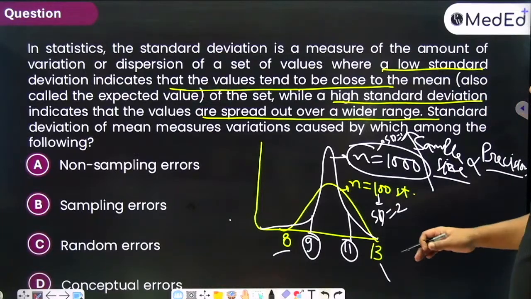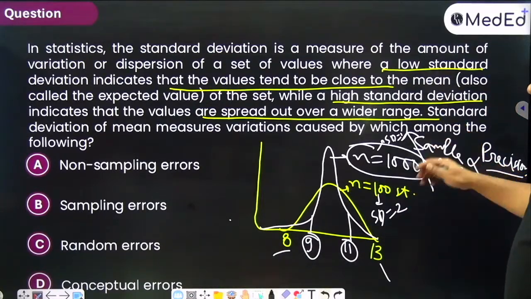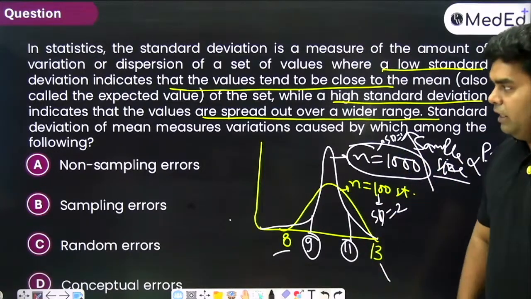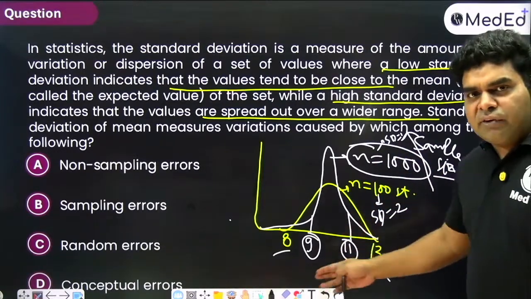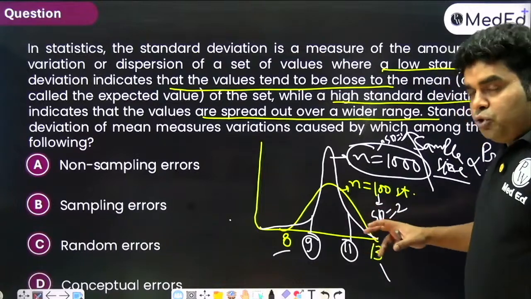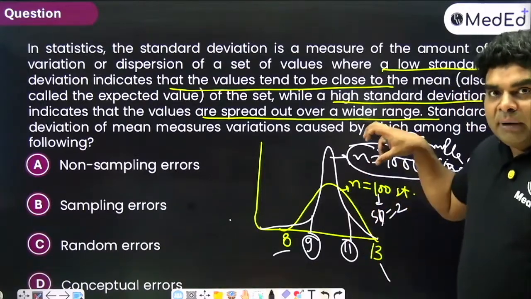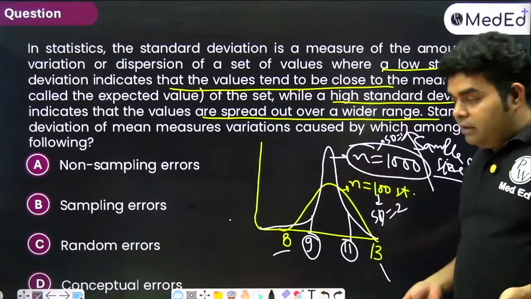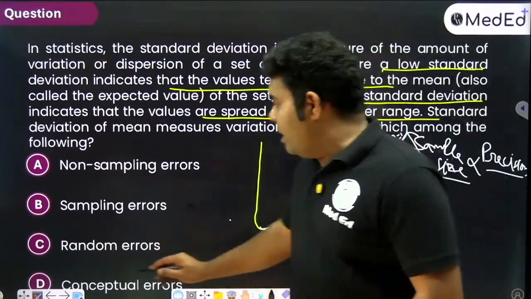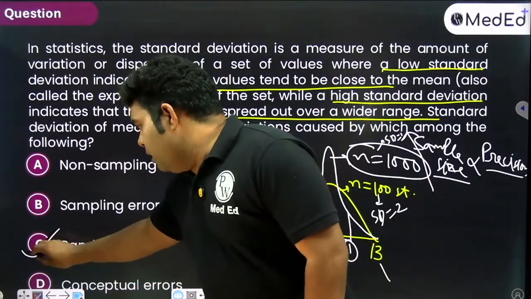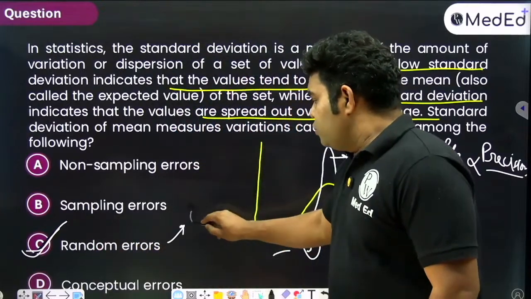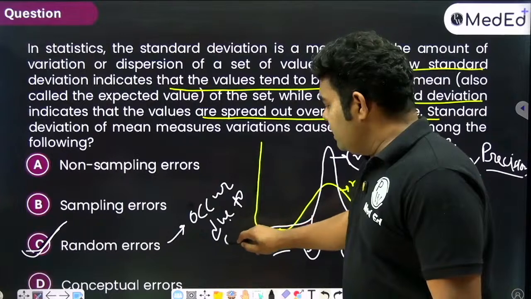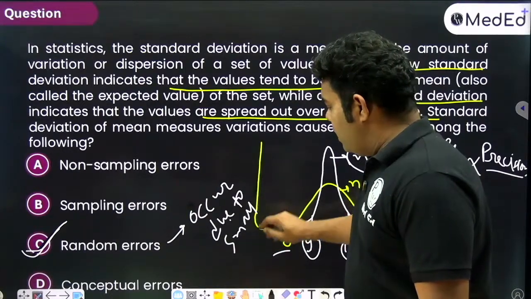And they are asking the question, standard deviation of mean, variation caused by which of the following? This fluctuation which is coming, by choosing a large sample we are reducing our error. Which error is this? This is known as random error. Random error is something which occurs due to small sample size. So if you increase sample size, random error will go away.